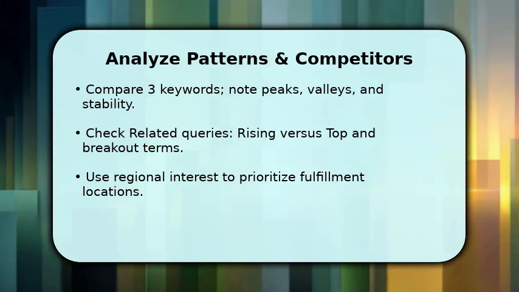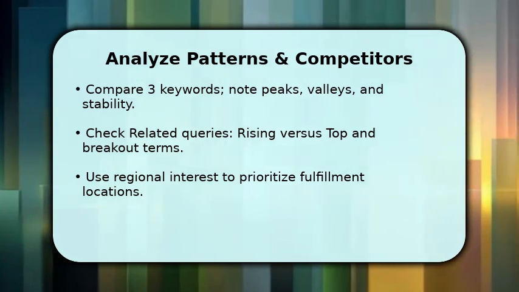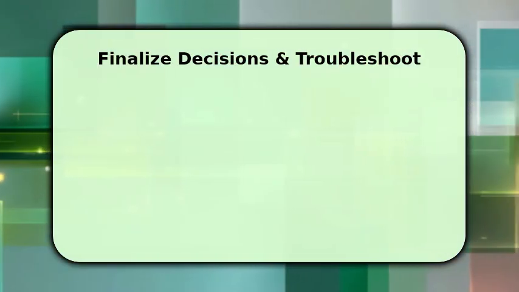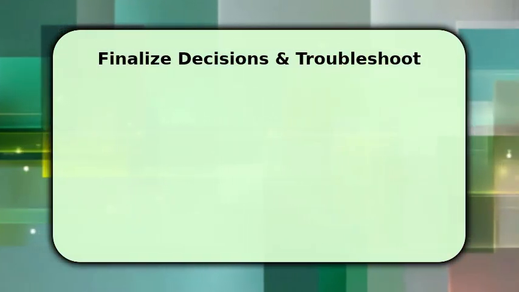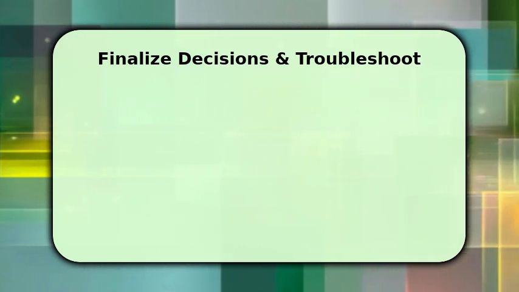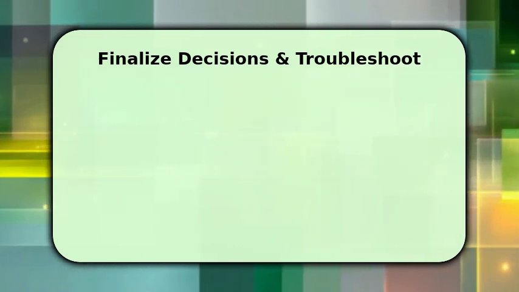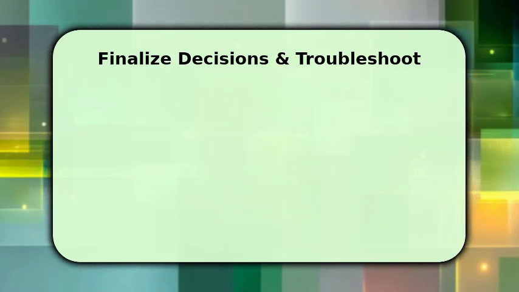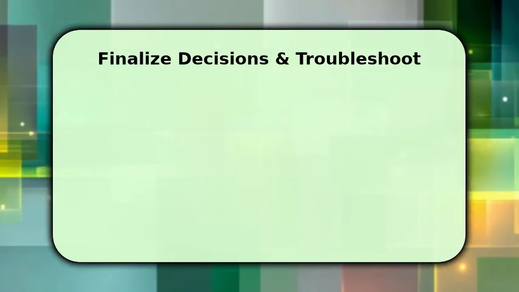Finish by converting insights into actions. Pick the top keyword, craft 3 listing experiments, title, bullets, backend keywords, and plan inventory using seasonal % increases and supplier lead times. Once listings run, monitor conversions and adjust bids and PPC around trend peaks.